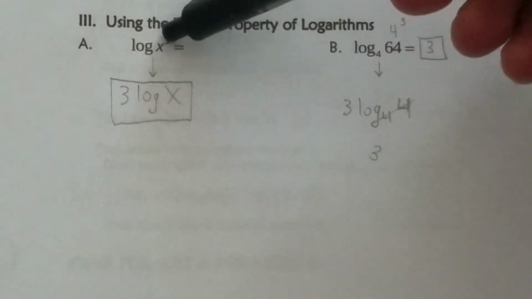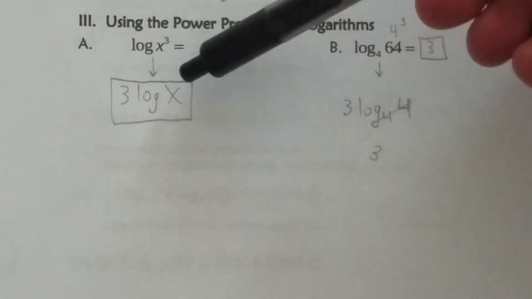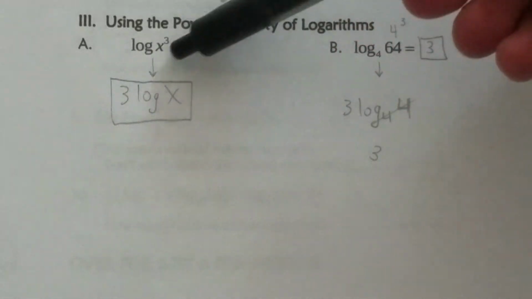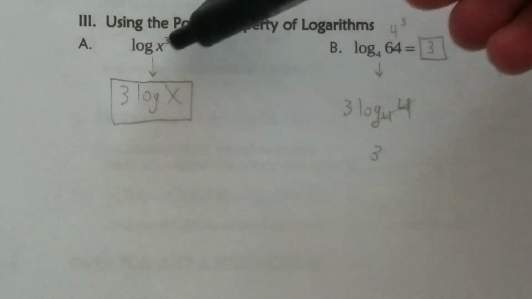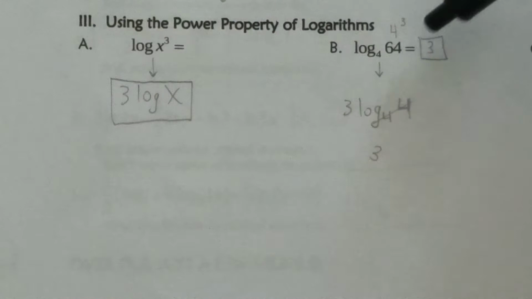So you move that 3 over: 3 log x. Now it's not an exponent anymore.